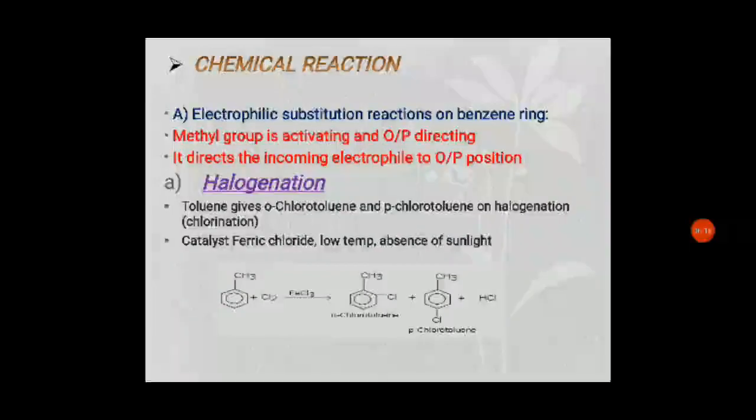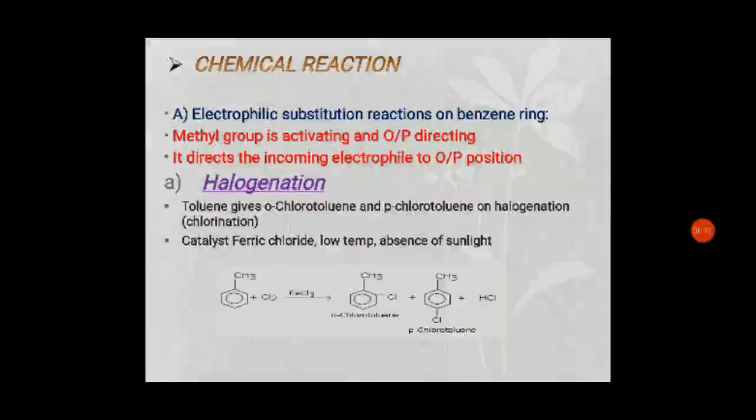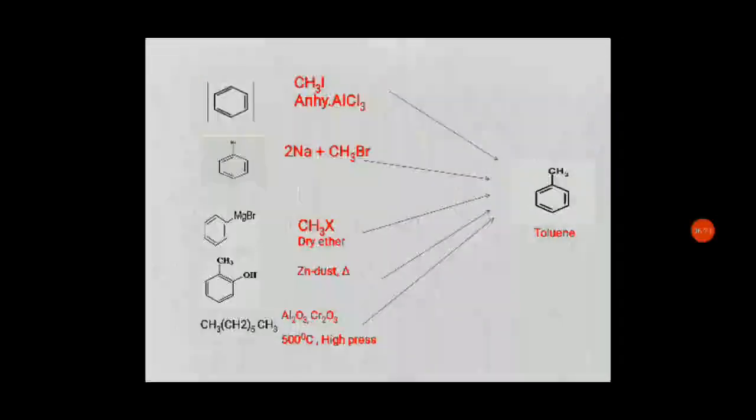So these are the 5 methods of preparation of toluene. Which are the 5 methods of preparation? First, we have considered Friedel-Crafts alkylation. In this, benzene is treated with alkyl halide in the presence of anhydrous AlCl3 to get toluene.